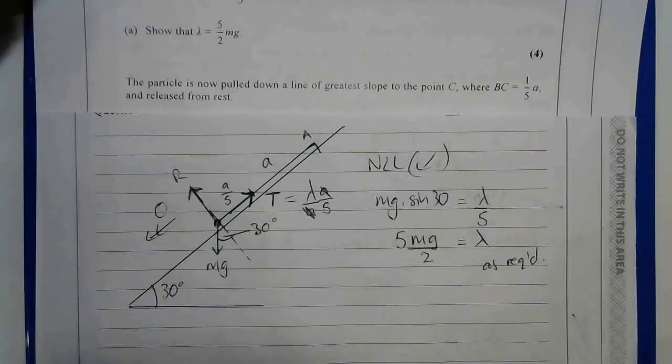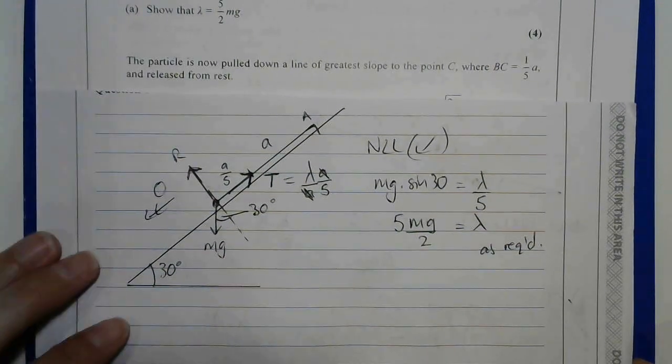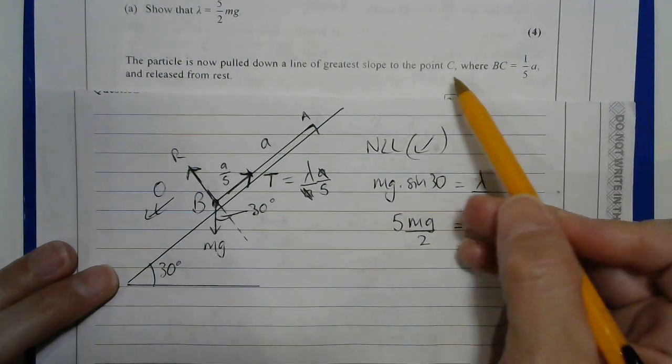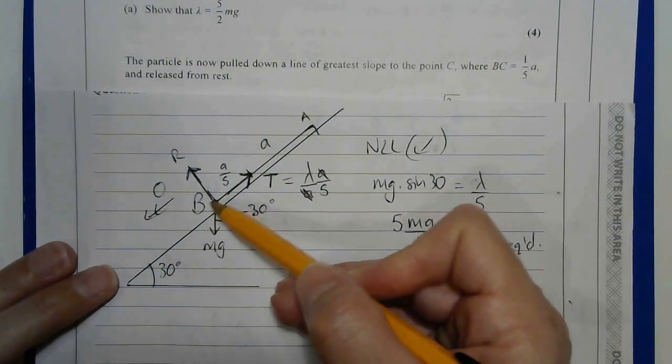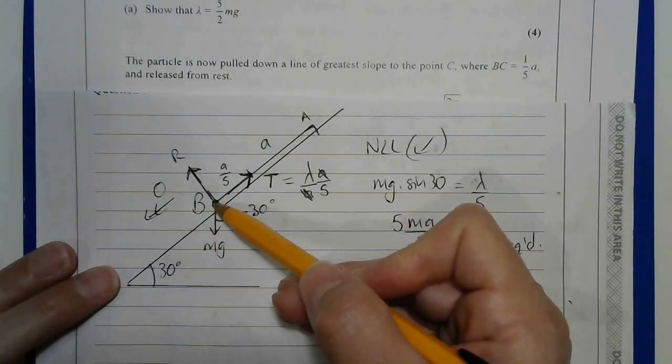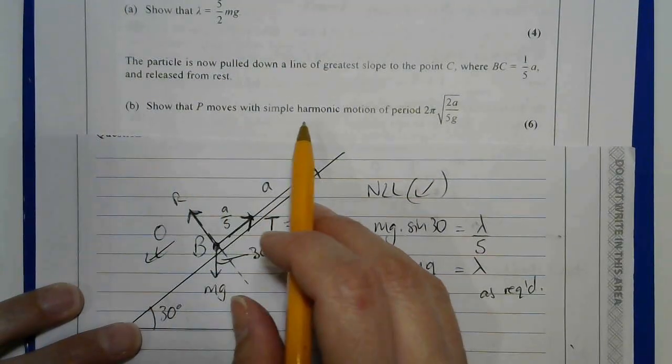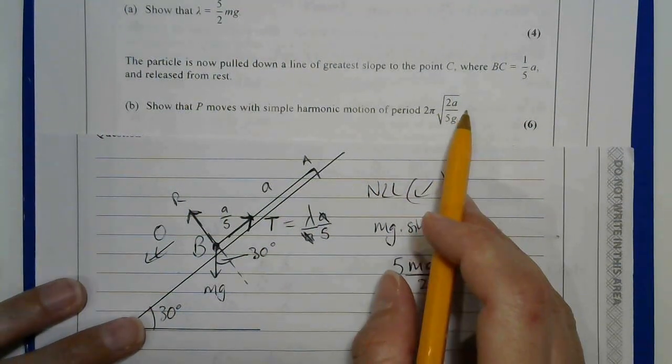Then I'm told that the particle is now pulled down the line of greatest slope to point C. So this was point B here. And so when it's pulled beyond that, then it will be extended even more, and then it's released from rest. Show that P moves with simple harmonic motion of this period.